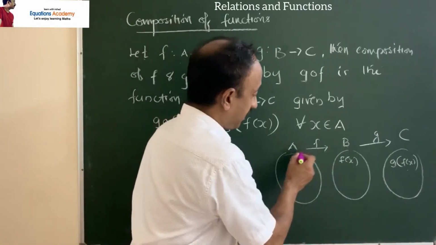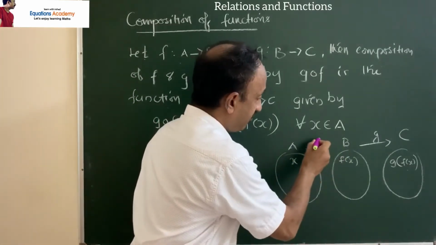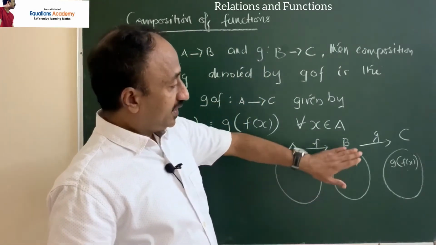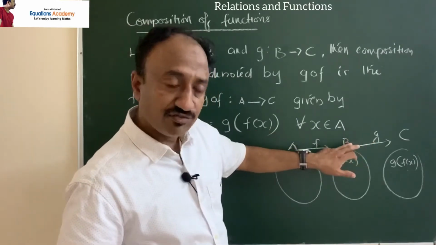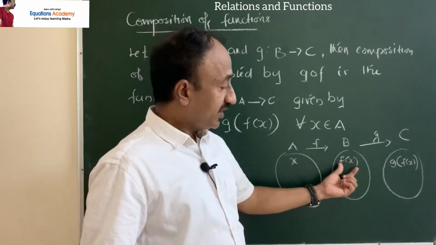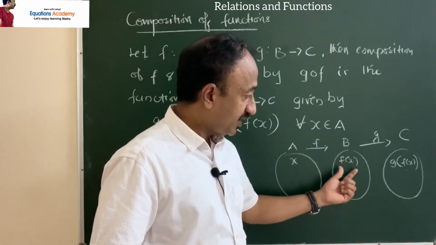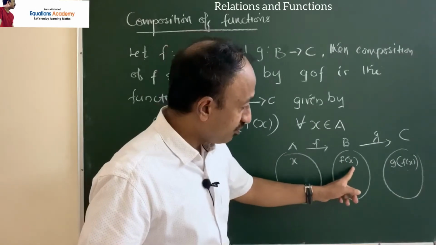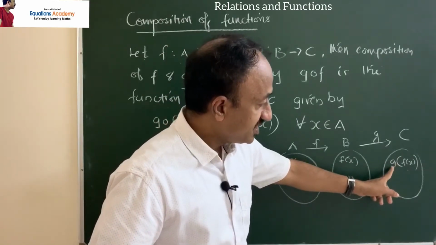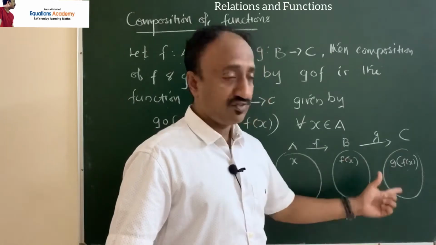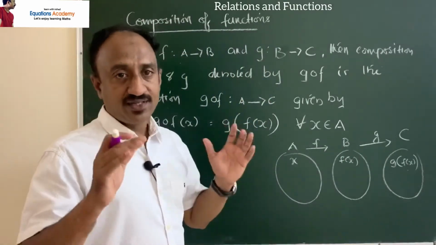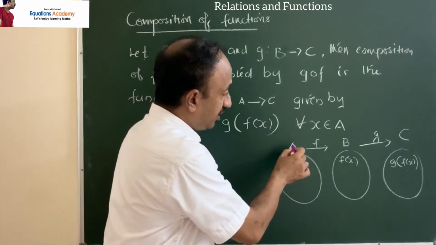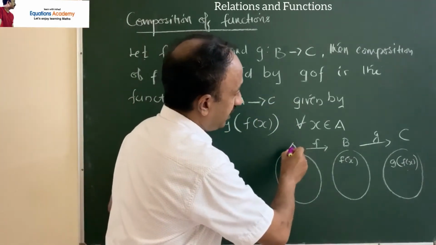So this is the mapping A to B. F is the function defined from A to B, and g is a function from B to C. So each element here will have a corresponding image. If this is f of x, g of f of x will be the image of f of x. So composition means combining, the composition of the functions.